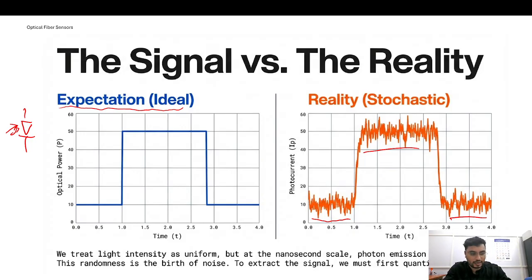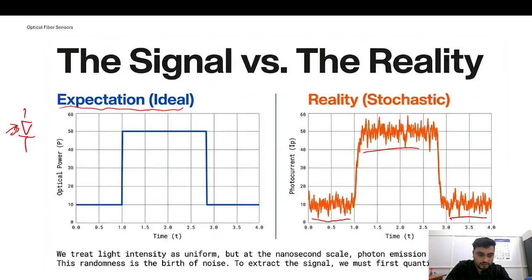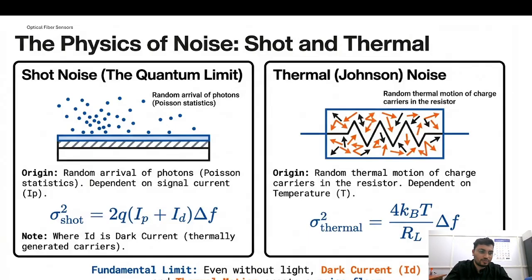So at the nanoscale the photon emission is stochastic. As we discussed, the randomness in the arrival of photons is giving birth to the noise, and we first quantify the chaos. Okay, moving towards the next thing, shot noise.